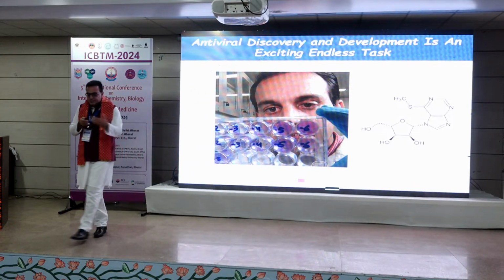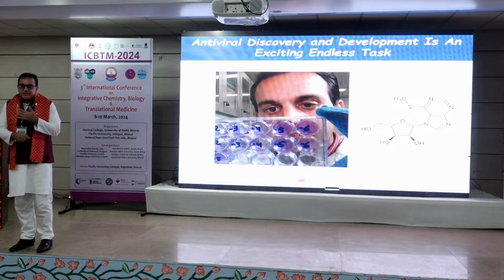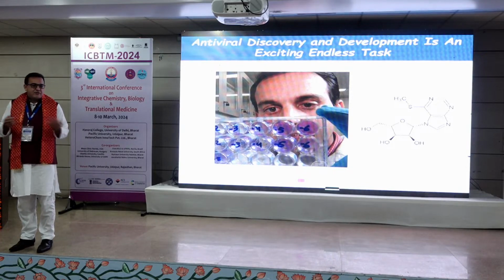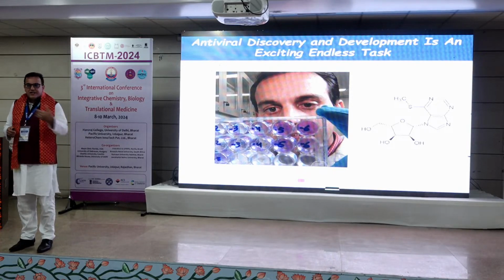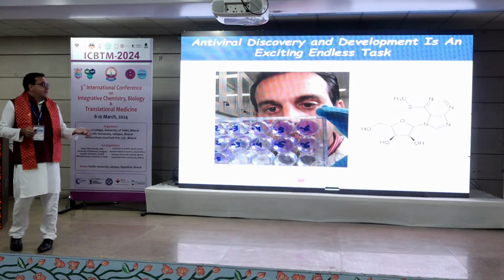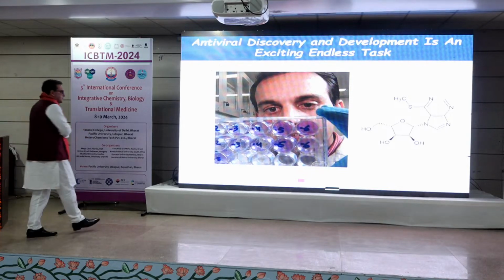We always need to be doing research because the virus mutates. New viruses arrive. So this antiviral discovery is an endless but very exciting task.